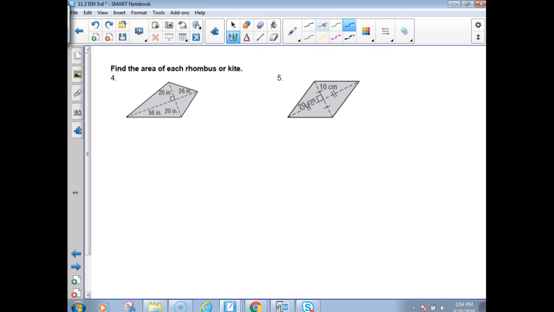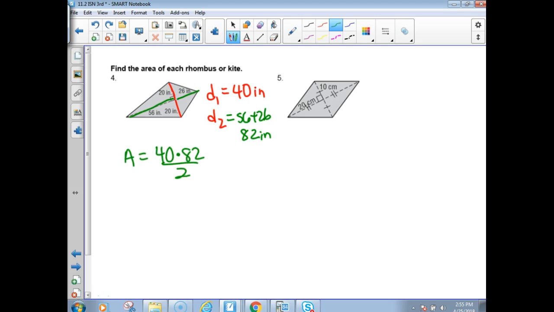All right, now we got some more examples. Number 4. You have to look at the picture. You have to know where those little things are pointing at. So the 20 and a 20 gives me diagonal 1, 20 plus 20, which would be 40. Diagonal 2, I'm going to need to add 56 and 26, which is 82. So I've got one diagonal is 40 inches, the other diagonal is 82 inches. So the area would be 40 times 82 divided by 2.